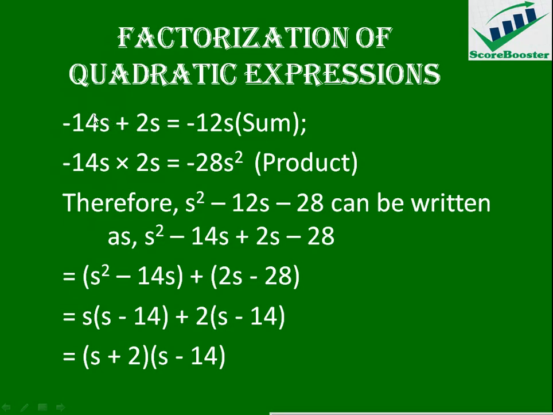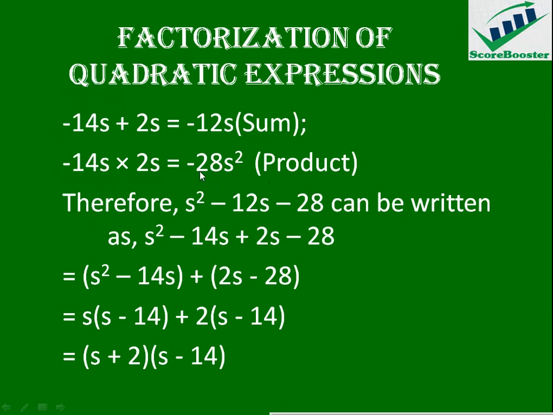So we have seen those factors which are minus 14x and 2x. When you add them together, you have minus 12x, which is the sum of the roots, the middle term. And when you multiply them together, you have minus 28x squared, which is the product of the first and last term, which is the product of the roots.